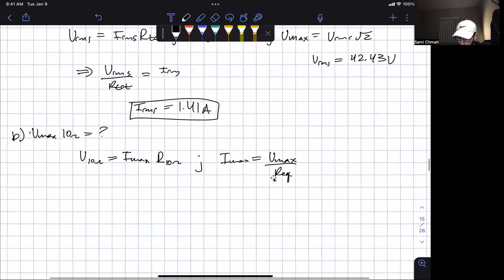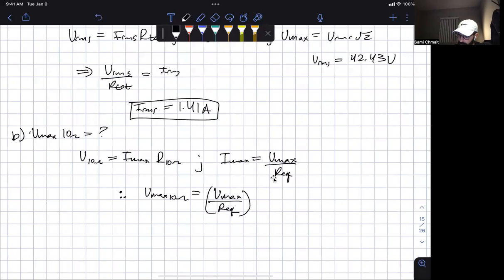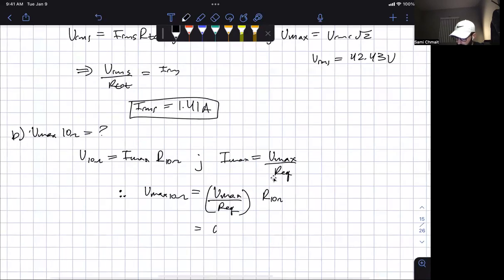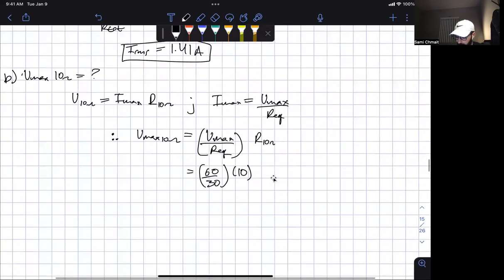So therefore, that max value at the 10 ohm resistor is going to be equal to V max divided by R_eq. That's what I max is, right? And then multiplied by that 10 ohms. Okay, so it's going to be 60 over 30 times 10 equals 20.